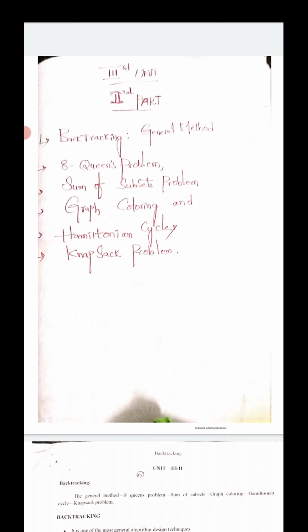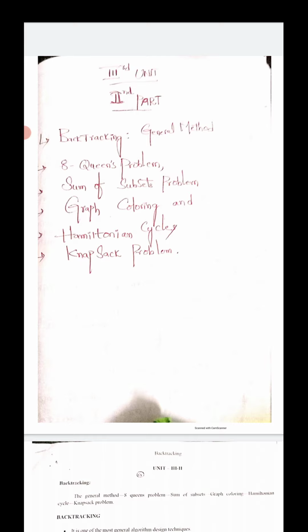In the backtracking method, the desired solution must be expressible as an n-tuple, x1 and so on up to xn, where xi is chosen from some finite set Si.